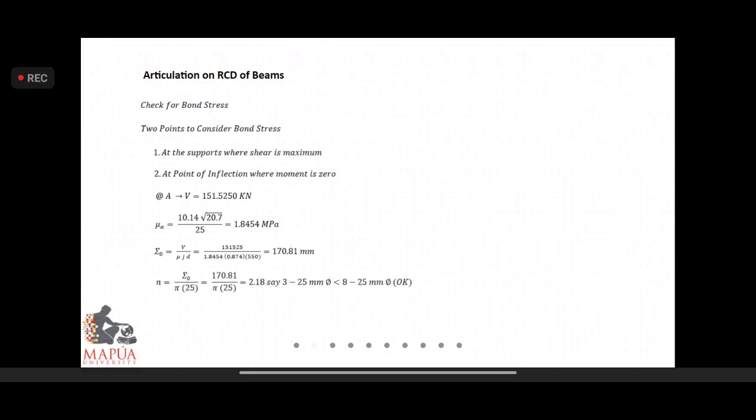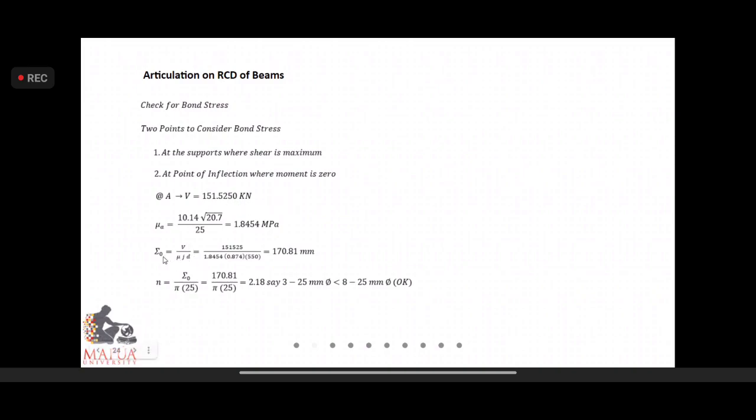So at the support, we have this one. Other than tension, bars are in tension. And then we compute for the considered shear there, so that we will know what will be the required consideration for the bond stress. So we do the reverse.